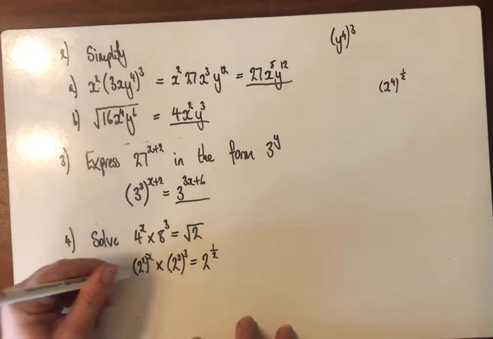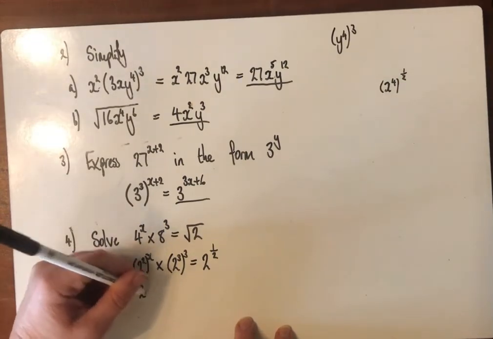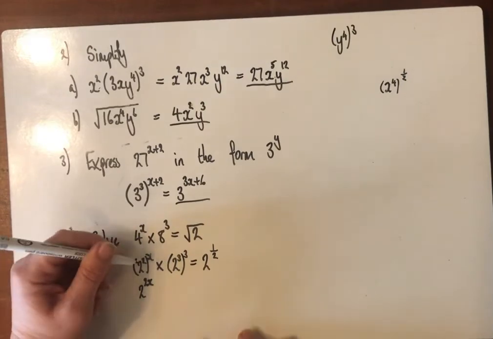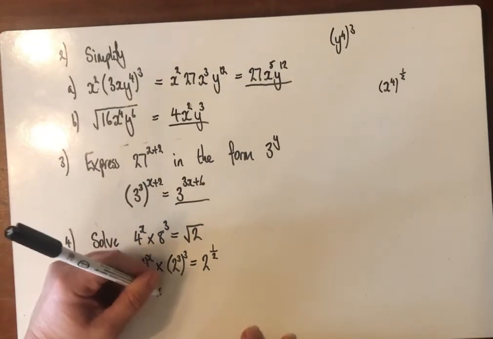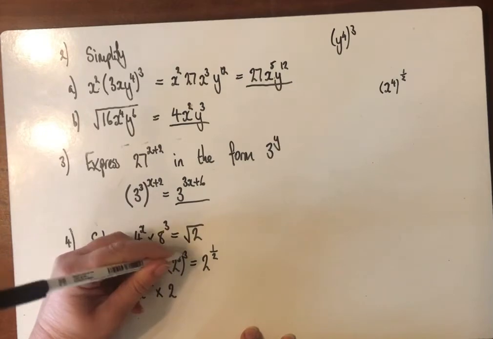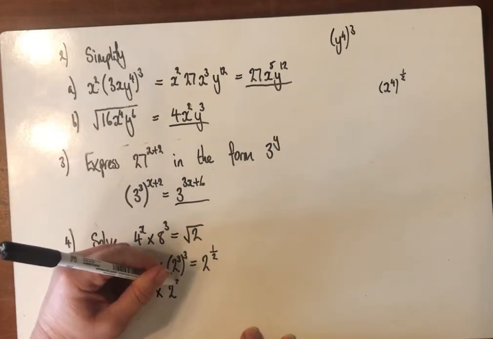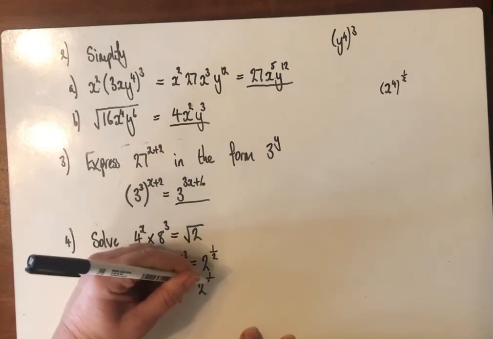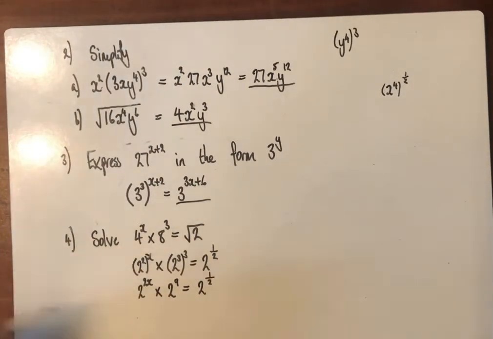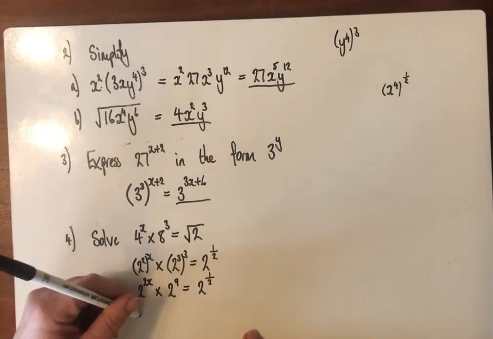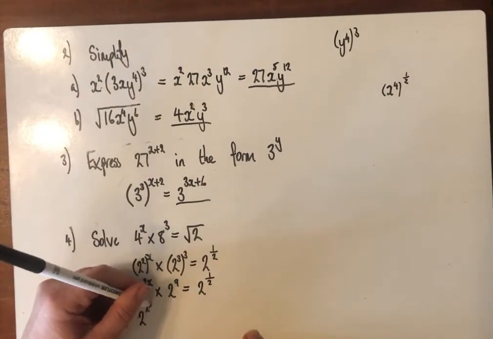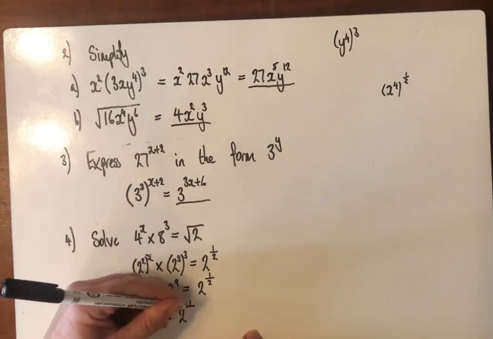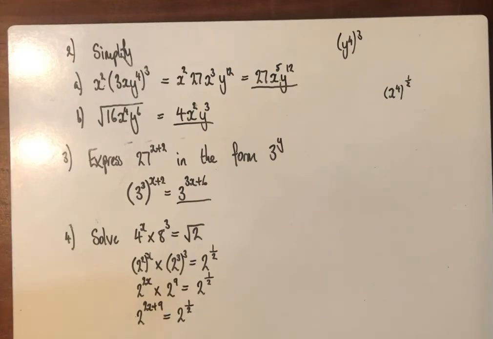And then multiplying these powers together, 2 times x is 2x, times 3 times 3, 2 to the 9, equals 2 to the half. And then as long as the base is the same, you add the powers on multiplication. Which takes us to there.